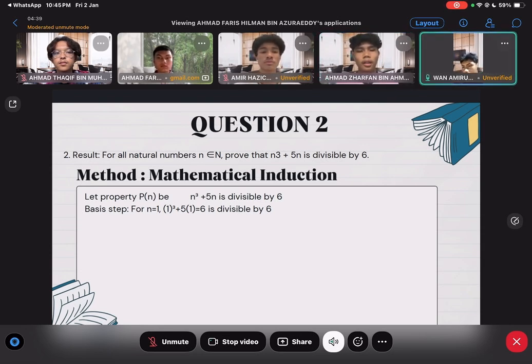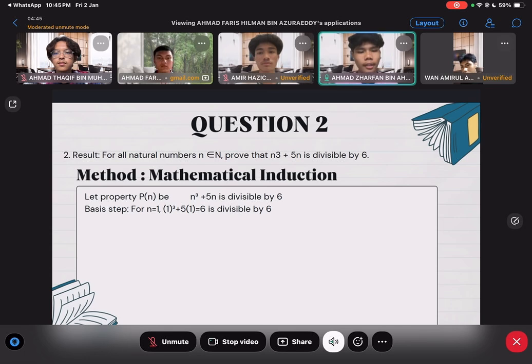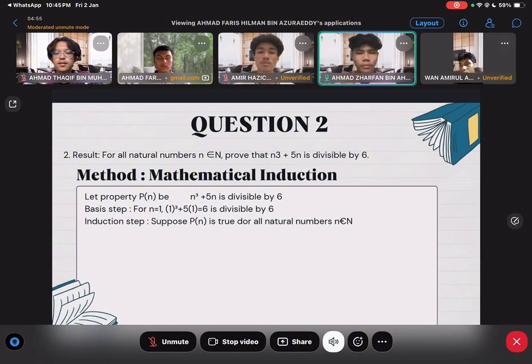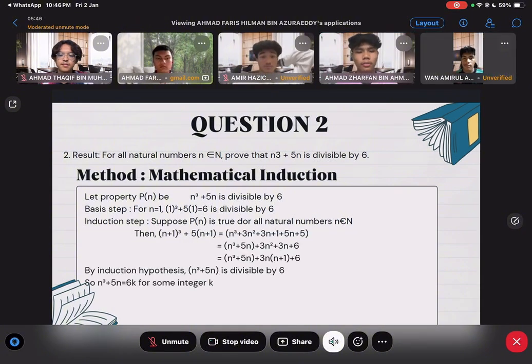Suppose P(n) is true for all natural numbers n, then (n plus 1) cubed plus 5 times (n plus 1) equals... So we factorize until we get n cubed plus 5n plus 3n times (n plus 1) plus 6.